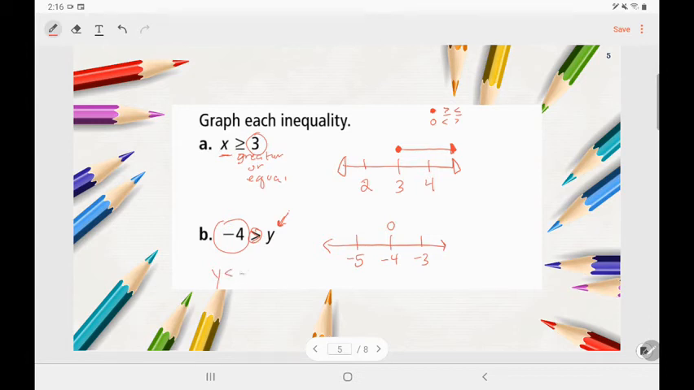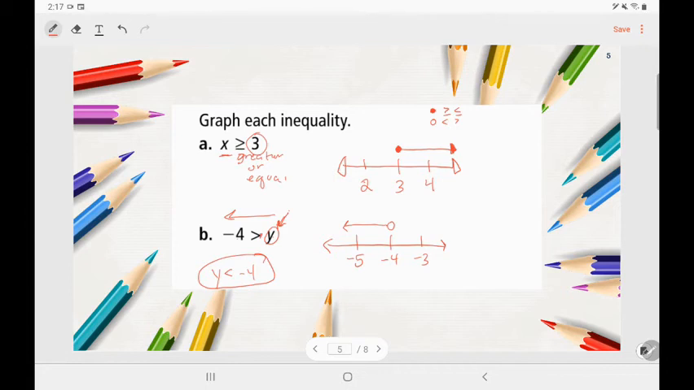So y is less than negative 4. And now that I see it, it says y is less than negative 4, so I'm going to draw my arrow in the direction of less than. If you don't want to rewrite it, you can always read backwards and see that it says y, you hit the small side of the inequality first. Y is less than -4.